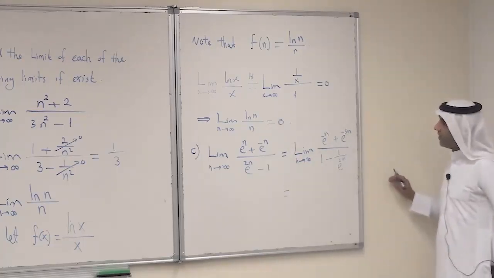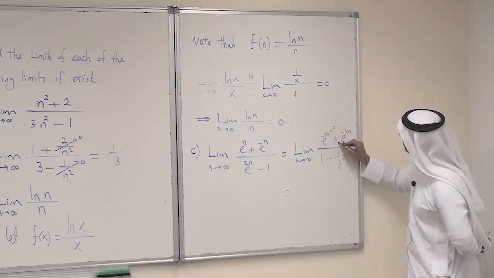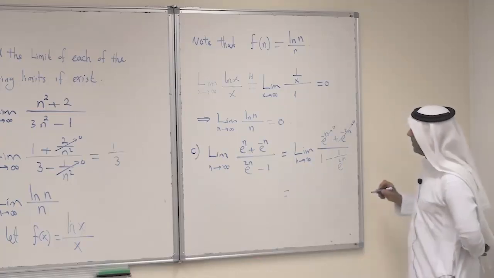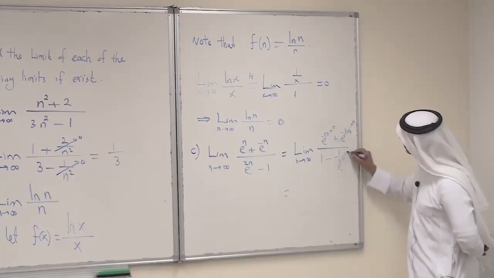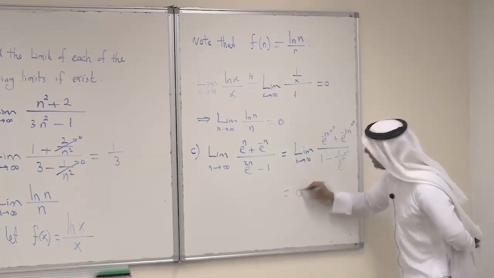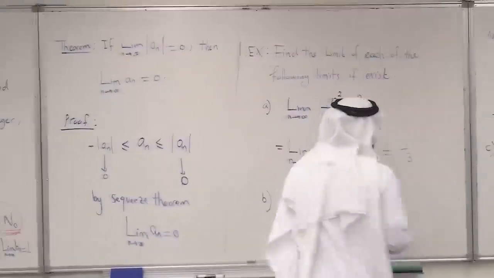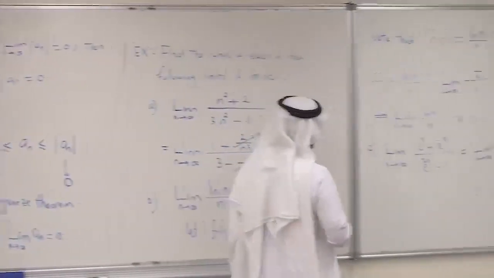Now, as n goes to infinity, what do we have? This goes to 0, and also this goes to 0, and also this goes to 0. So what we have is 0 plus 0 over 1. And that is again equal to 0. Interesting.